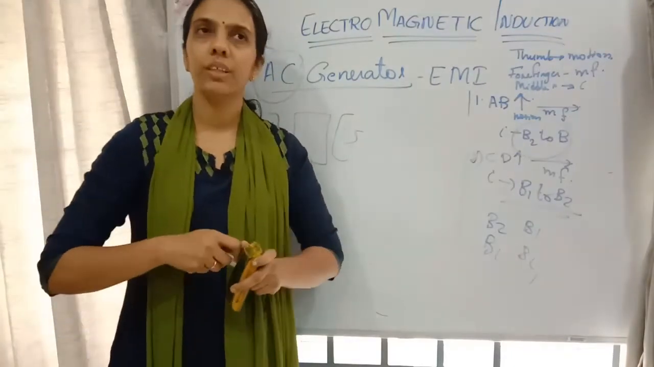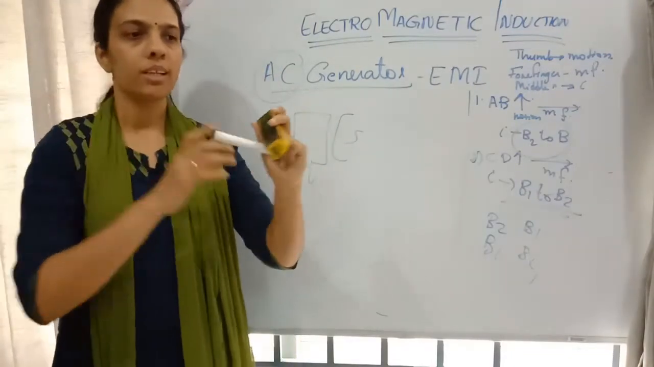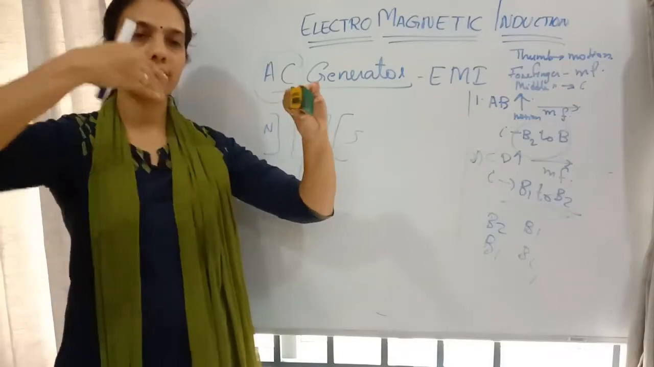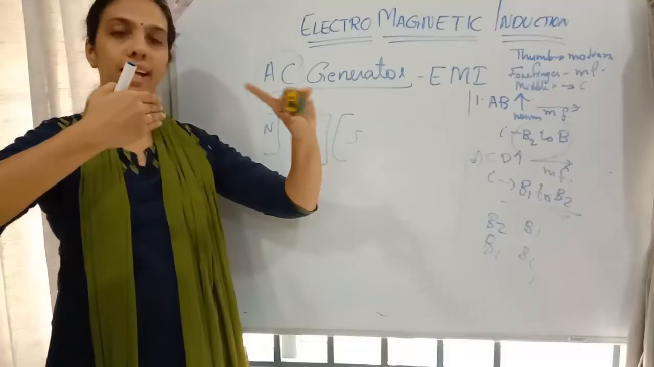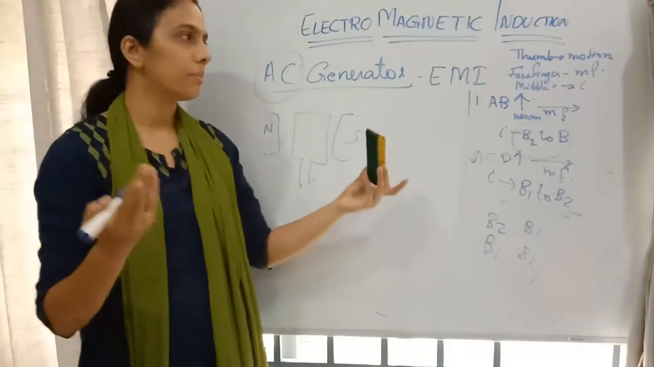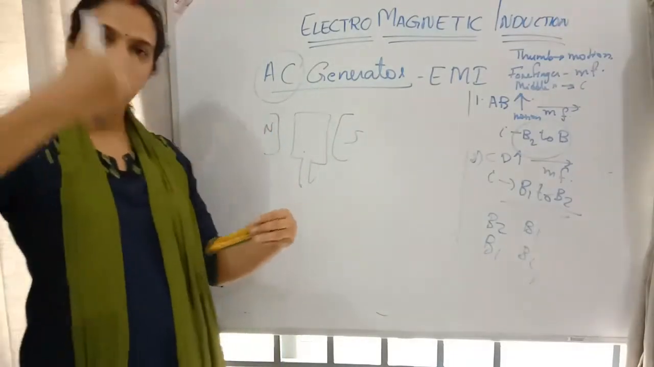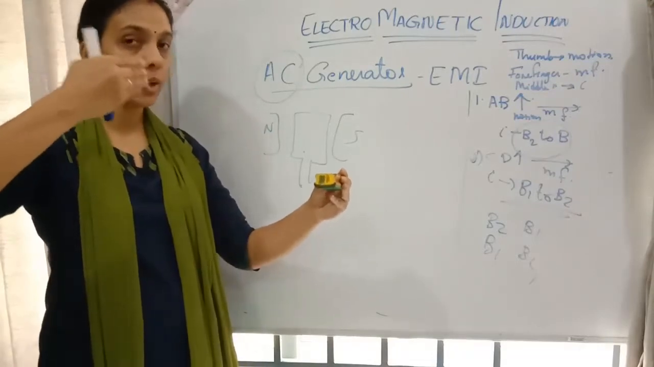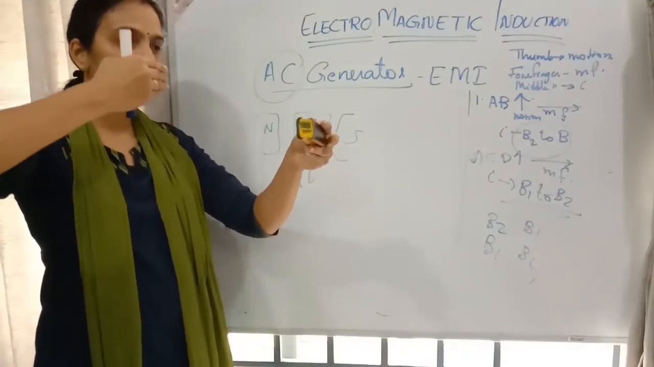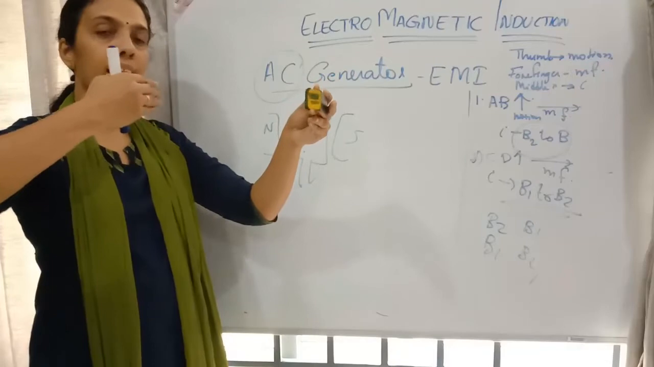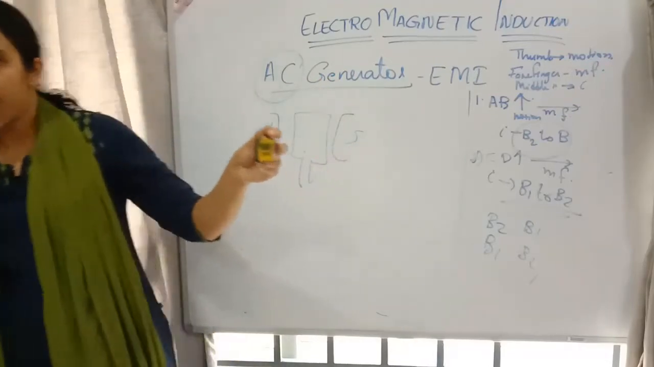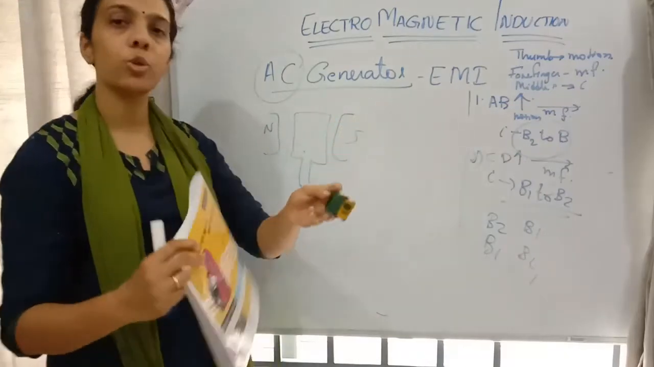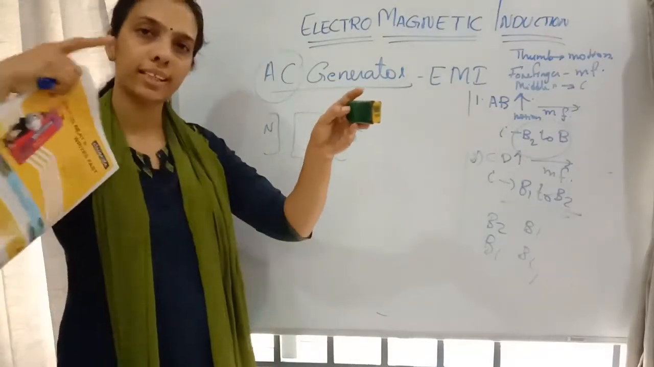Now say this is the north pole and here is the south pole. So the current will be moving from this side to this side. Here, this left side is north, right? So this is the north side and this is the south side. The magnetic field is moving from north to south. Imagine the magnetic field lines are moving like this.